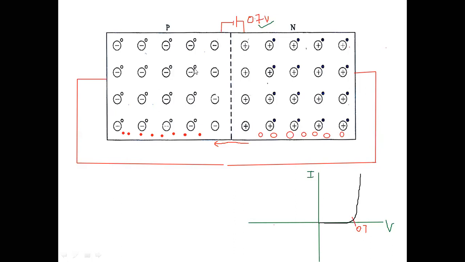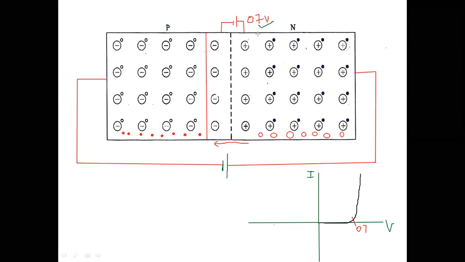Let us suppose I am reverse biasing this. Reverse bias means what? Applying the negative terminal of the battery to P type and the positive terminal of the battery to N type. Okay, see here. Actually, this is the barrier.